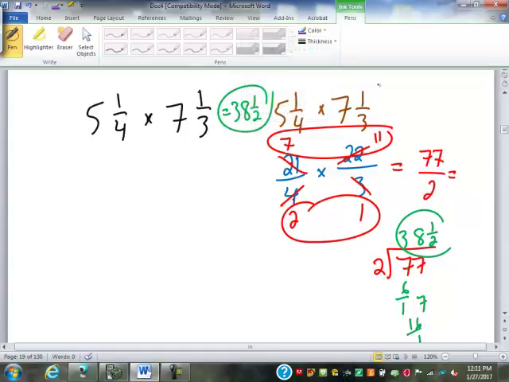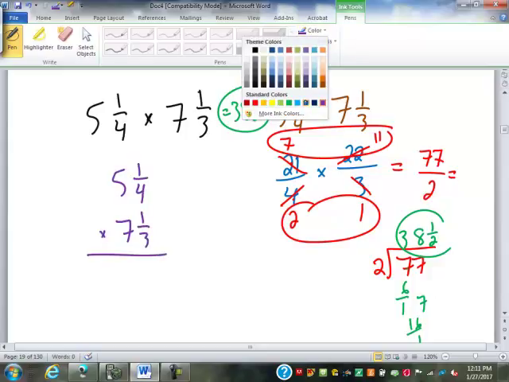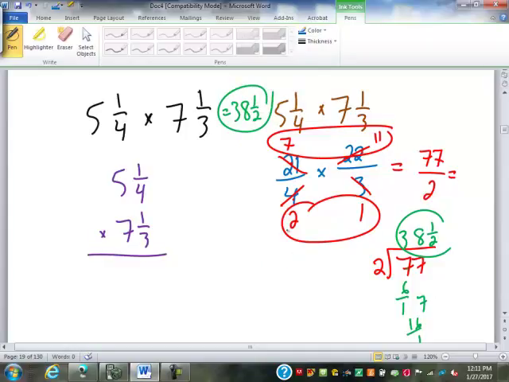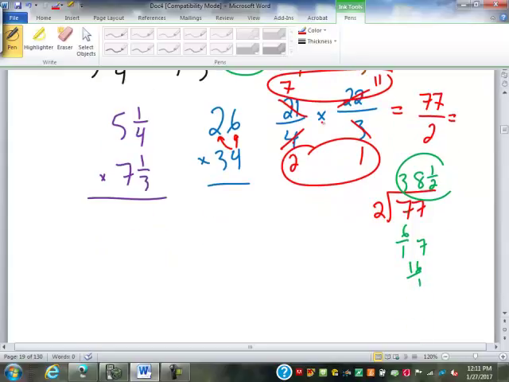Just for fun, let's take a peek at how we would multiply those as mixed numbers. It works off the same concept as if we have something like 26 times 34, I have to do this 4 times the 6, but I also have to do 4 times that too, right? Same thing here. I have to do 1/3 times the 1/4, but I also have to do 1/3 times 5.